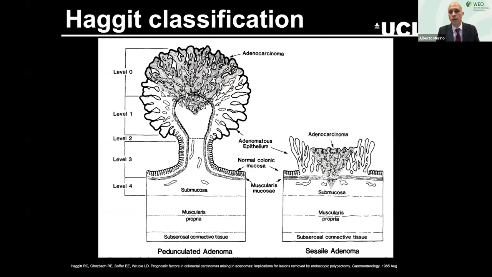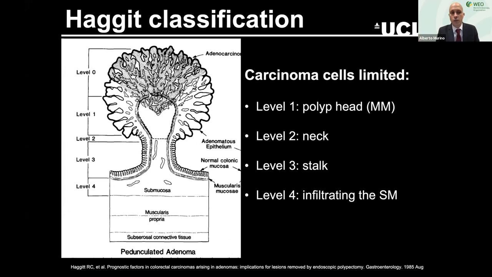Now, why did we cut close to the base of the stalk? Because we have in mind the Haggitt classification, which means that we have always in mind that there might be some cancerous cells that might invade the submucosa. So the Haggitt classification is very easy. You have level one, where some carcinomatous cells may be limited to the polyp head and to the muscularis mucosa. Then you have level two, when the cells can be limited to the neck. Level three can be limited to the stalk. Level four, infiltrating the submucosa. So we usually snare around this area so that we achieve a complete resection, at least of the head, the neck, and the stalk.